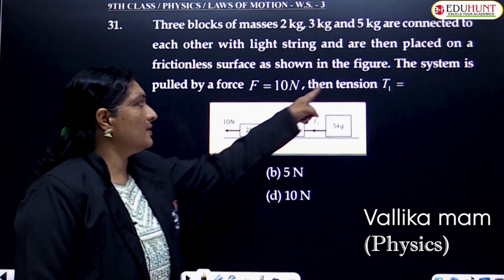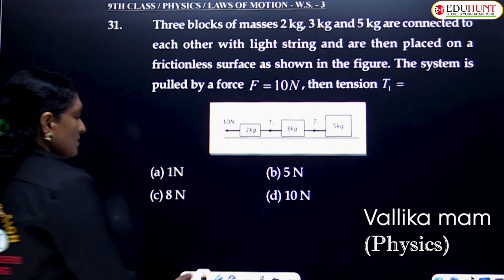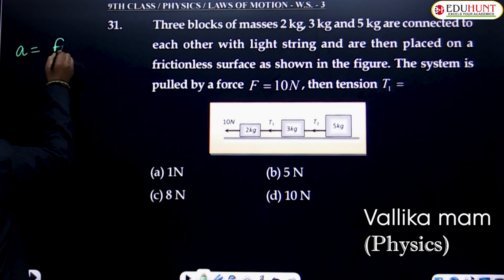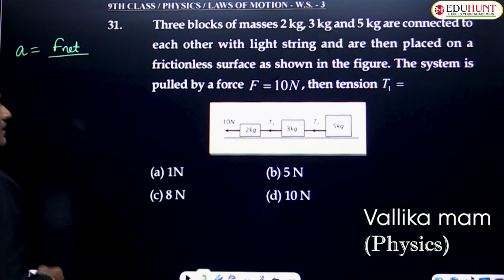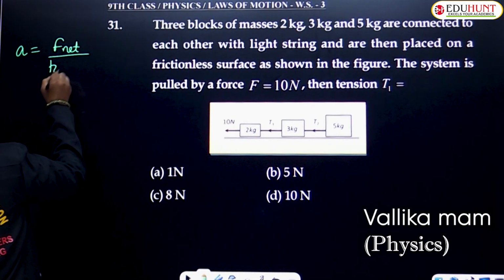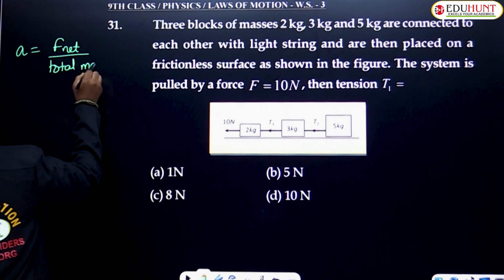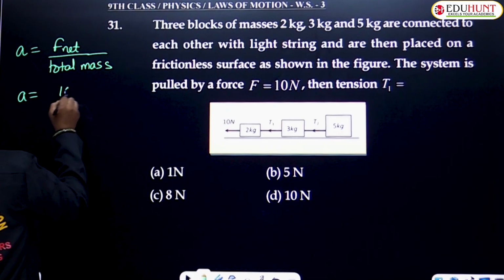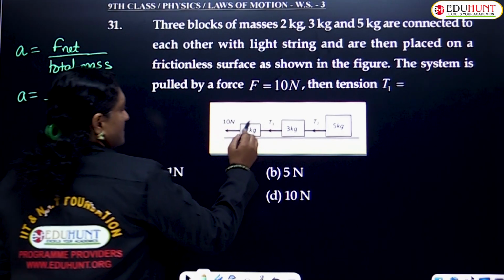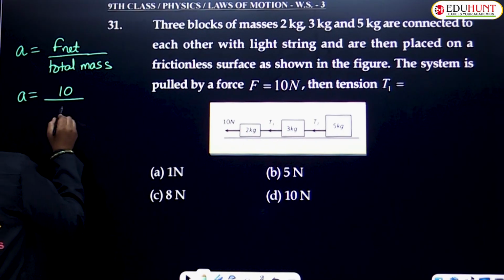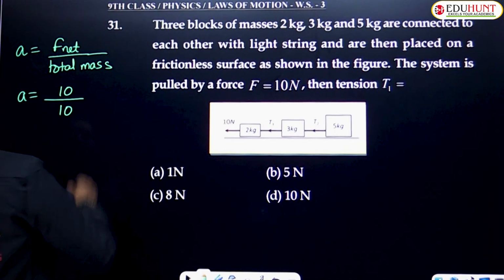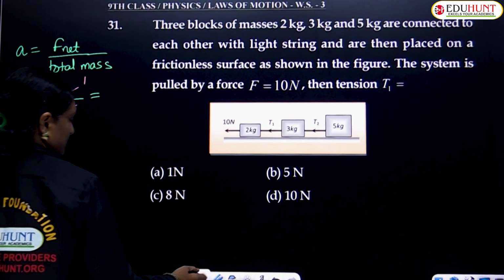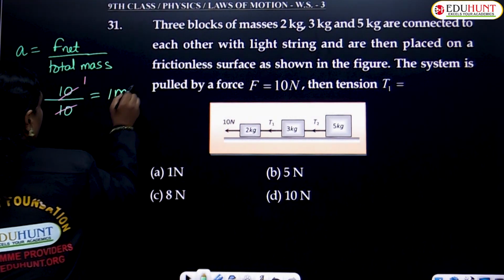Now we are asked to find the tension T1 in the string. In order to solve this, first of all, let us find the acceleration of the complete system. We know that the acceleration of the complete system is the net force acting upon the total mass of the system. So a is equal to, what is the net force applied, children? 10 newtons, upon the whole mass, 2 plus 3 plus 5, that is 10 kg. Hence acceleration is found to be 1 meter per second square.